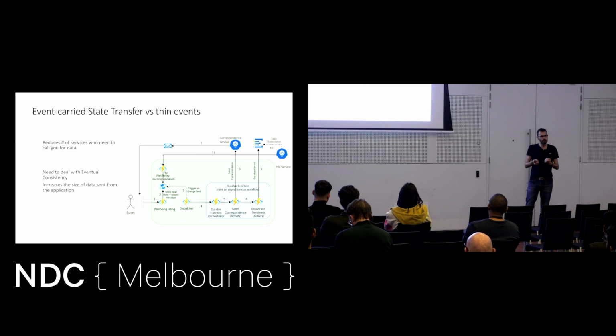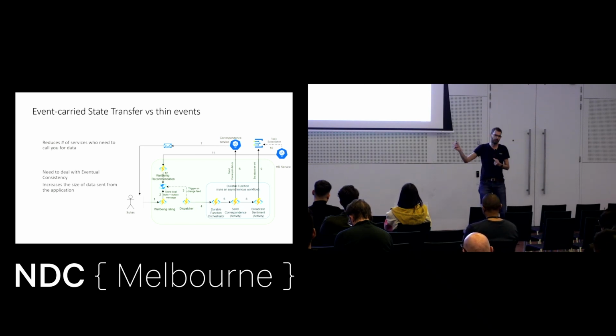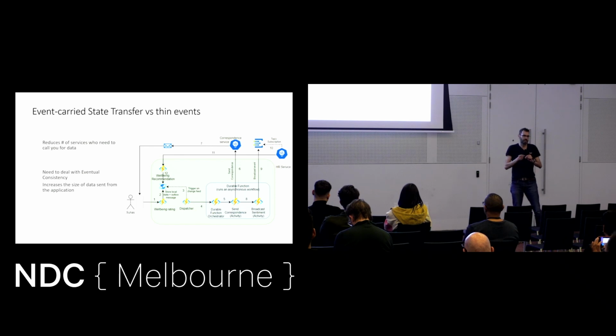And there are a few different schools of thought about how to get that additional information to the end subscribers. Now, there's two that I've called out here. The first is what I think Martin Fowler called event carried state transfer. The idea is that we actually put more information into the event, just in case someone actually wants that information.